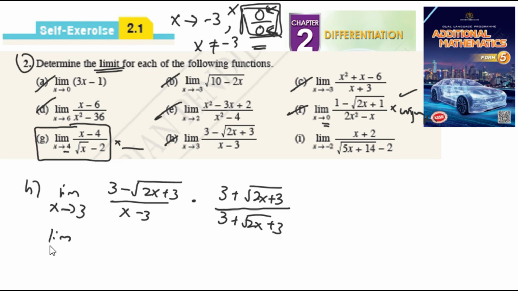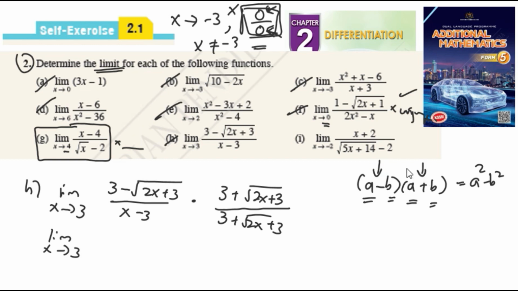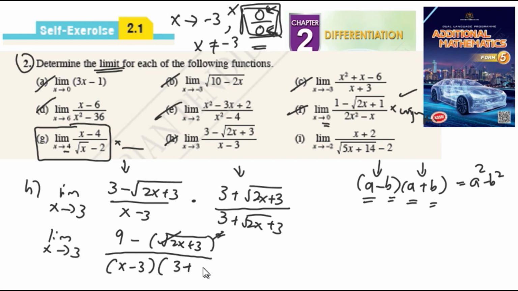Okay, so limit x approaching 3. When you multiply with the conjugate, a minus b, a plus b, this one is equal to this one and this one is equal to this one. So you get a squared minus b squared. That's why you have to see this one is negative and this one is positive. So here you get 3 squared, which is equal to 9 minus the square root of 2x plus 3 squared. When you have the root and square, you can cut off the root. So below would be x minus 3 and this one times 3 plus the square root of 2x plus 3.